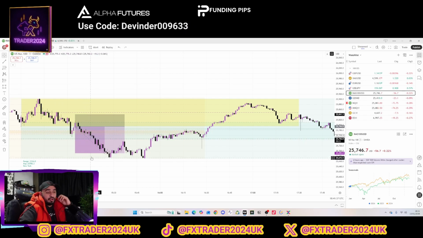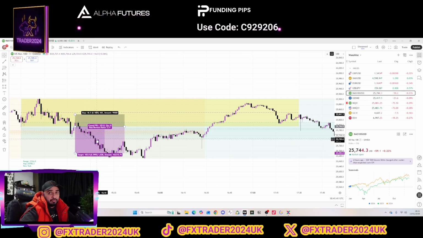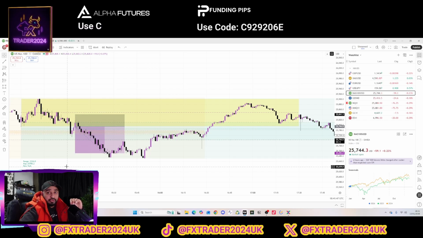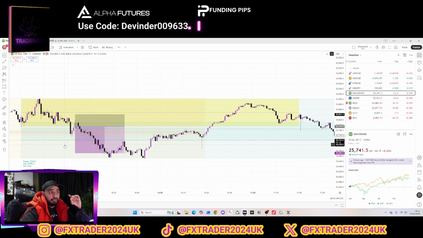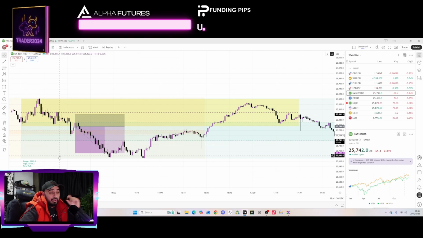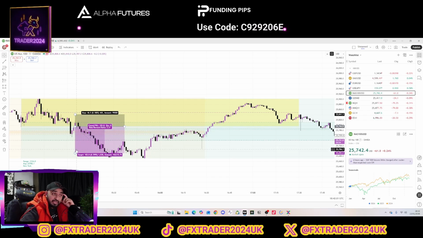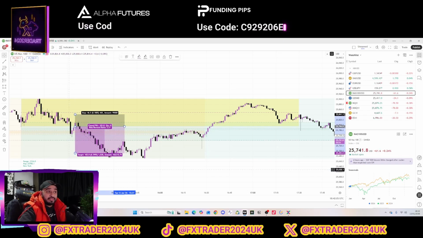So yeah, that's the open range. All you have to do is mark out the 8 a.m. candle and wait till 9:30 a.m. to enter a trade, or you can wait for the 9:30 a.m. Eastern Standard Time candle to form, wait for 15 minutes, wait for the open range breakout, and then take a retest and enter a trade. That's two ways of taking the trades.